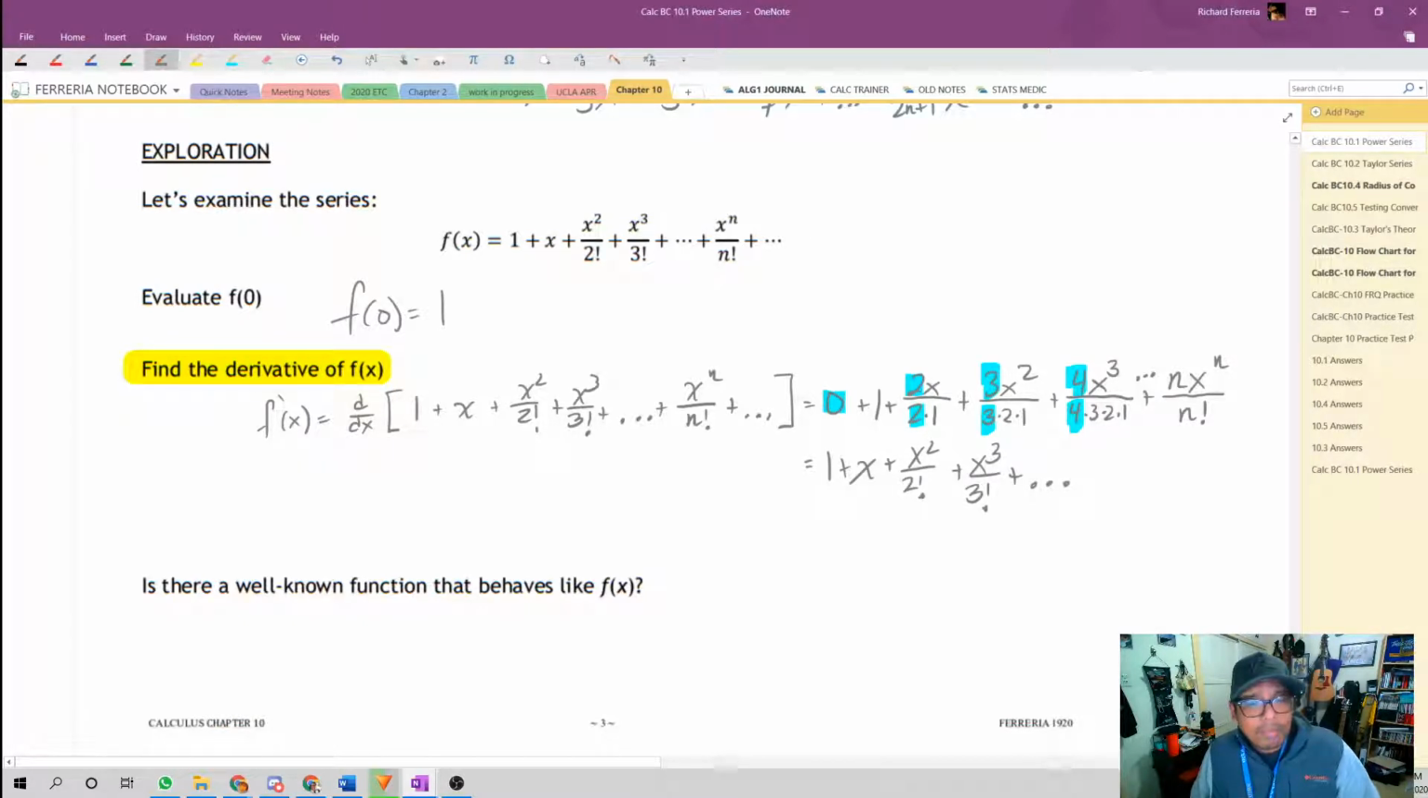here. The pattern's pretty clear, but what the heck happened here? f prime of x equals 1 plus x plus x squared over 2 factorial plus x cubed over 3 factorial, etc. But isn't that the same thing as f of x?